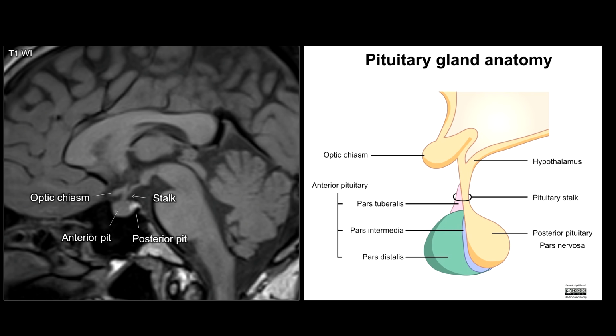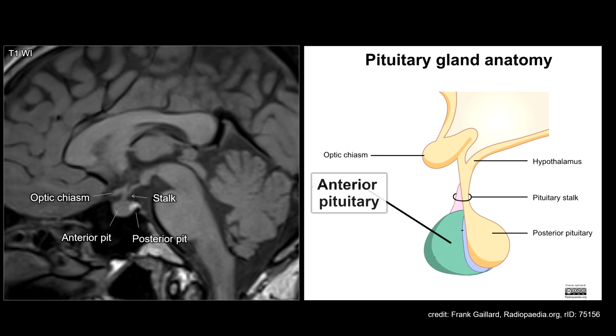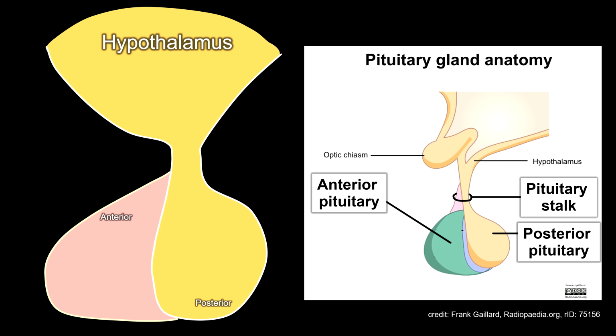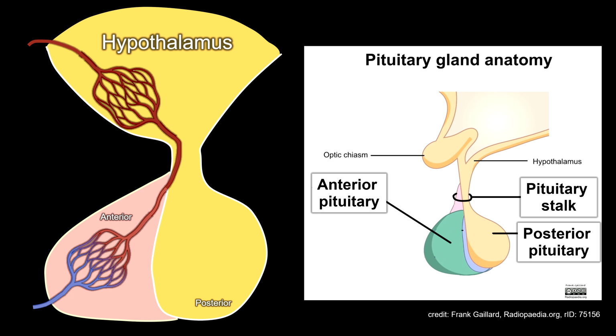On this drawing from Radiopaedia, you can see that the anterior pituitary gland and the posterior pituitary gland have different subcomponents. But on imaging, we can pretty much just see the anterior pituitary gland, posterior pituitary gland, and the infundibular stalk. And the anterior pituitary gland and posterior pituitary gland also function quite differently in terms of hormone production and storage. The anterior pituitary gland has its own portal system.